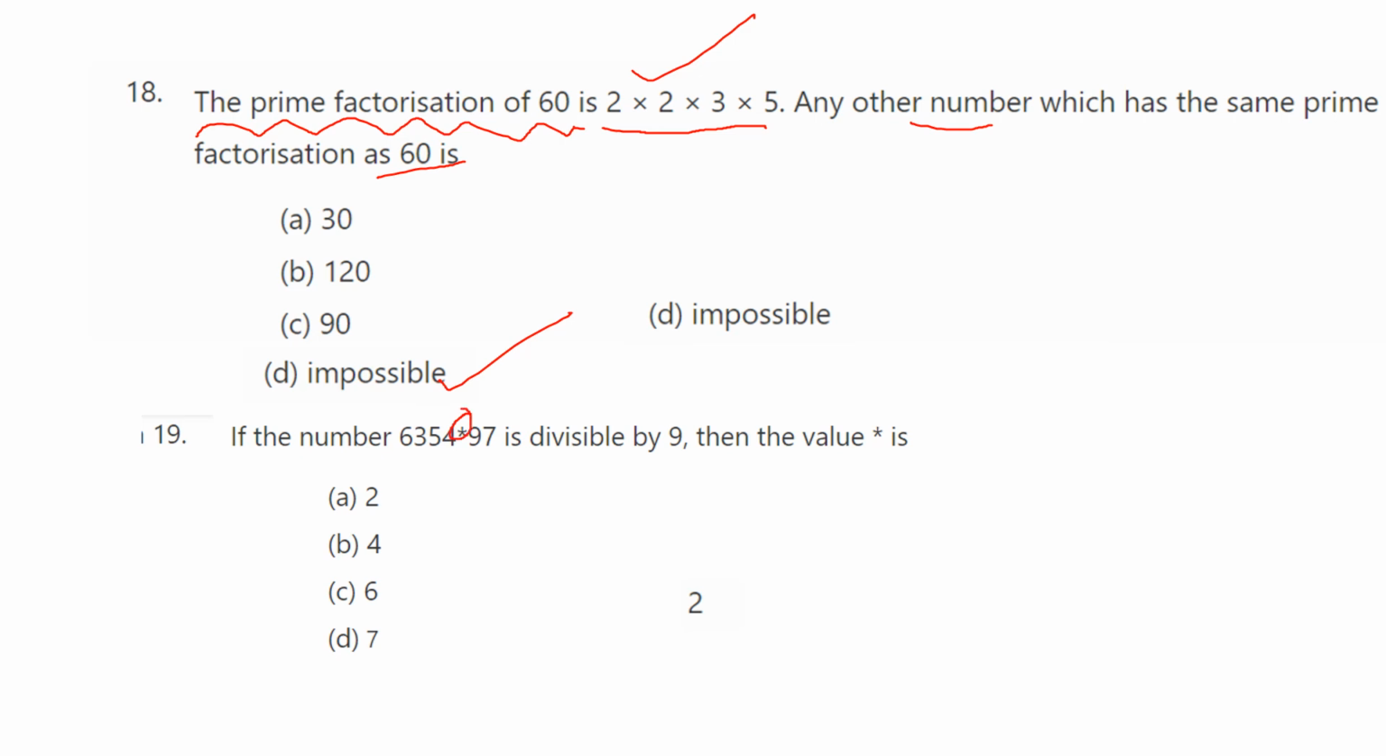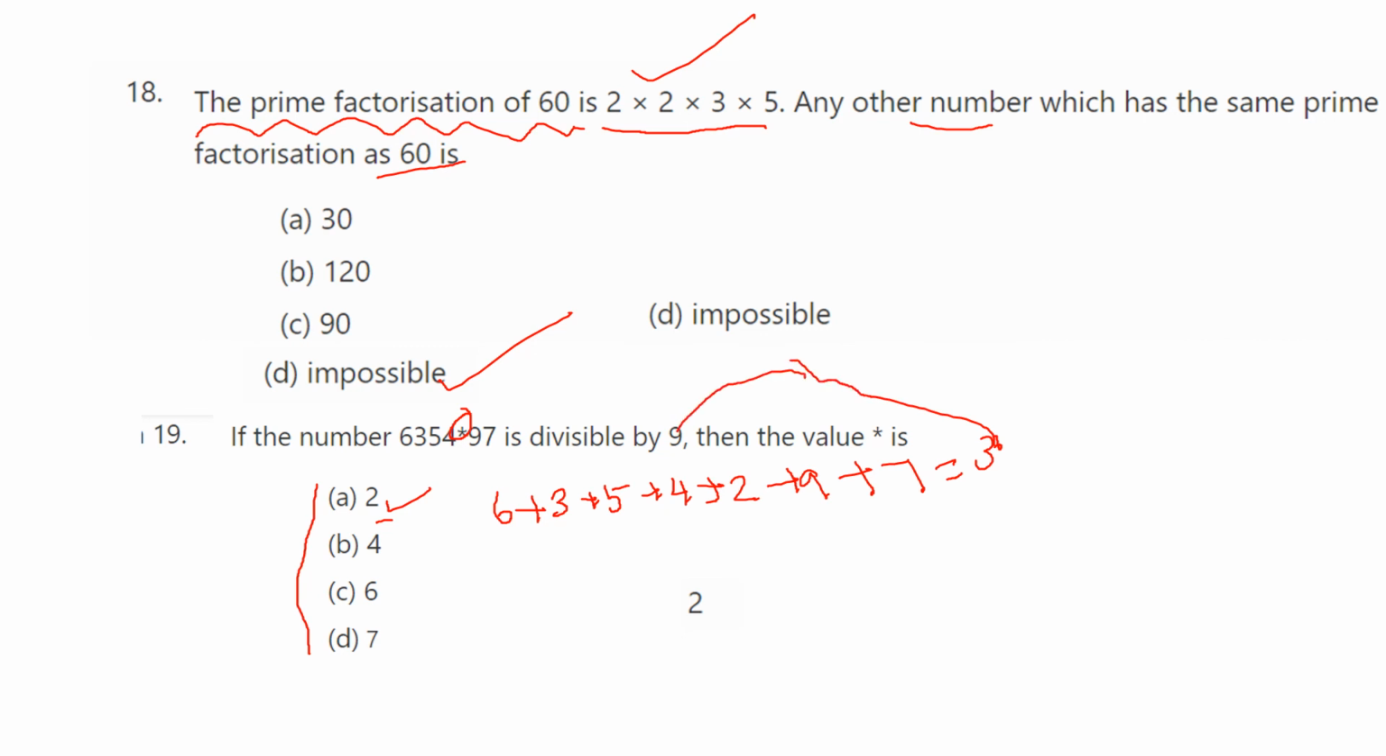If the number is 6357, here star means one number will come, 97 is divisible by 9, then the value of star. So we have to choose from these options. Okay, first we take 2. How will it be divisible by 9? First add the numbers. 6 plus 3, 9. 9 plus 5, 14. 14 plus 4, 18. Here we take the number 2. So 18 plus 2, 20. 20 plus 9, 29. Plus 7, 36. 36 is divisible by 9. So that value is 2 only.